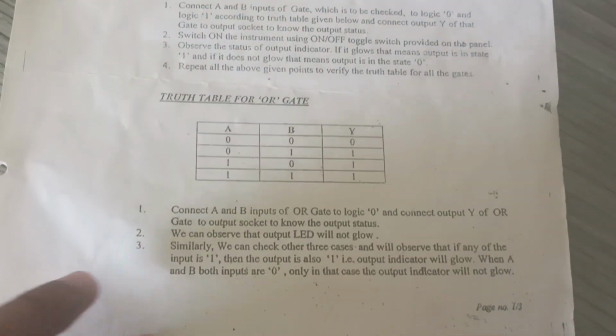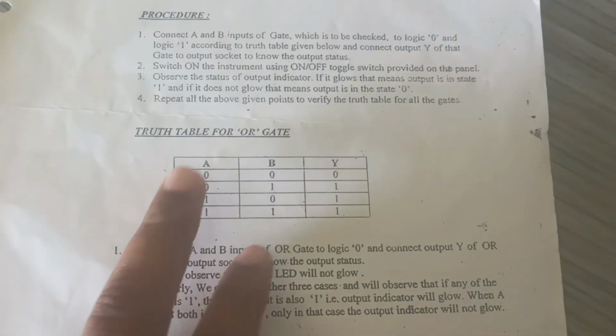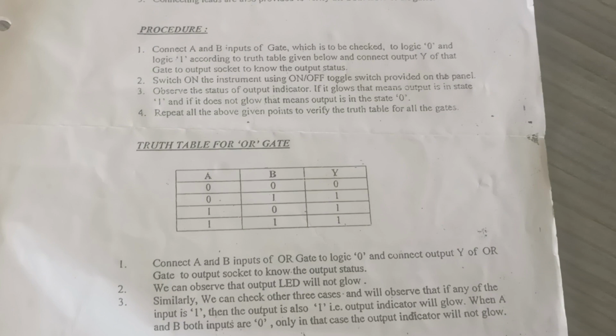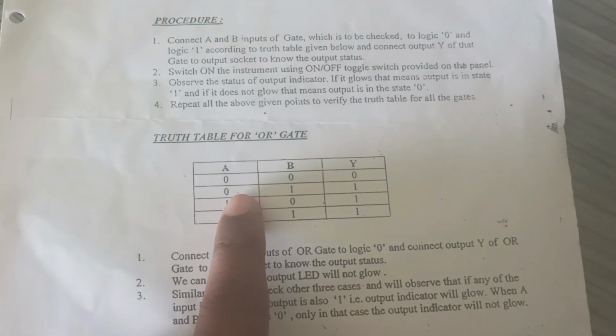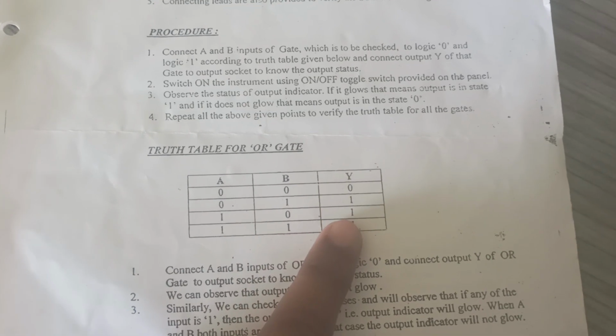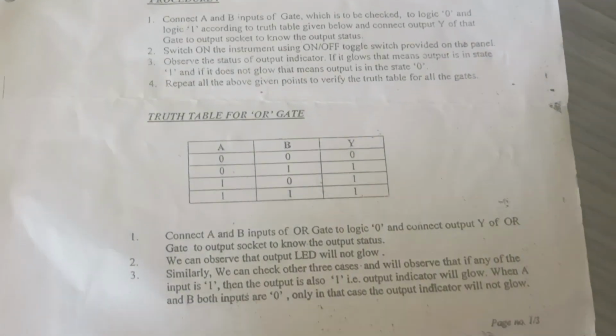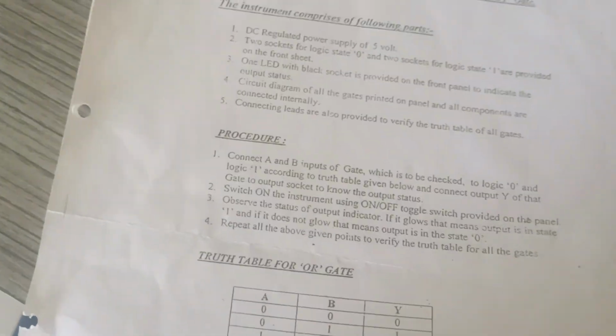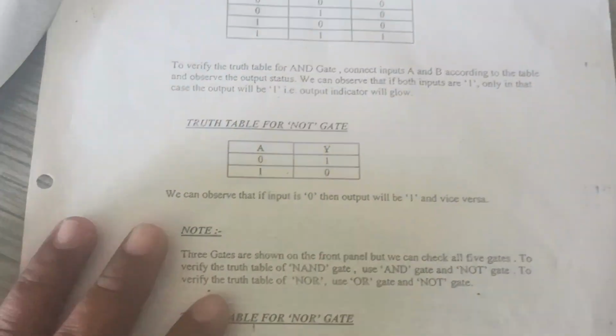Next is the truth table for OR gate. A and B are the two inputs and Y is the output. In this table, the first input is 0 and the second input is 0, and the output is also 0. Now see, this is the procedure. Similarly, we have another three gates.